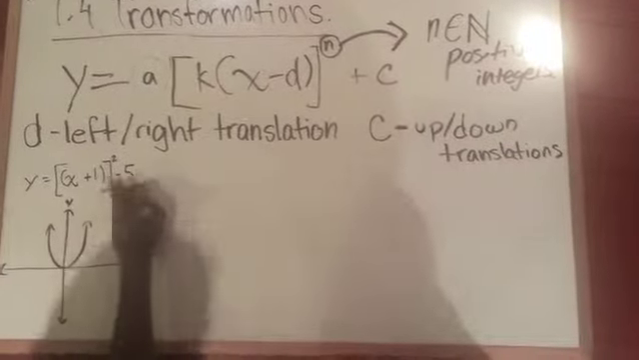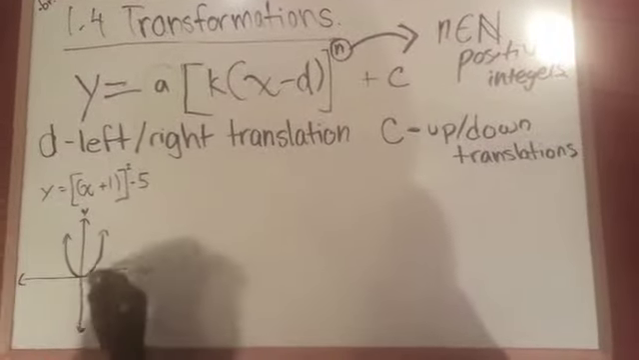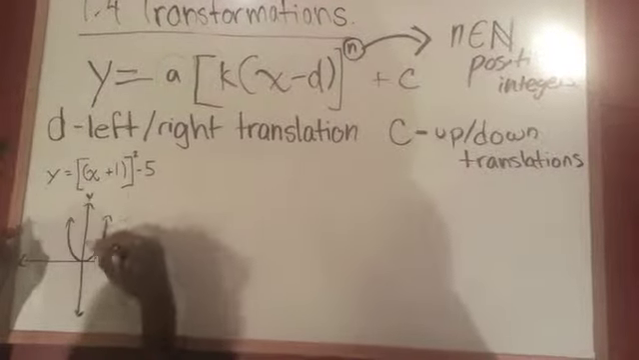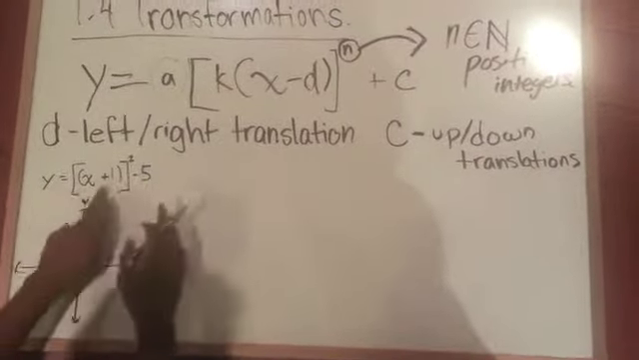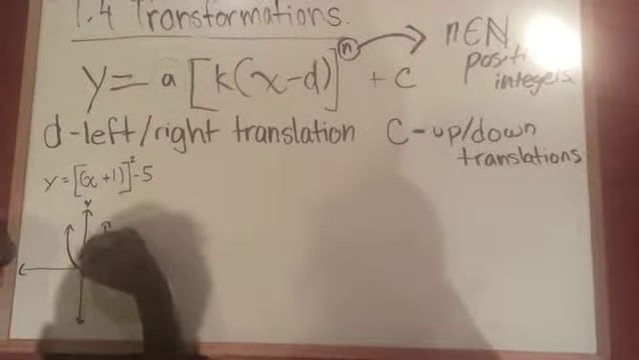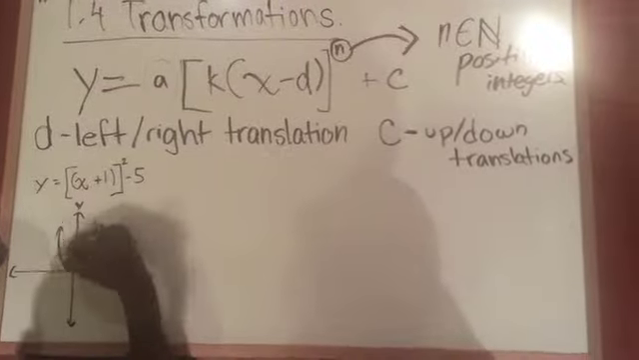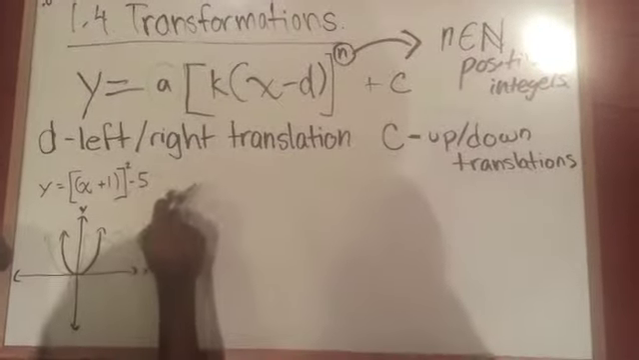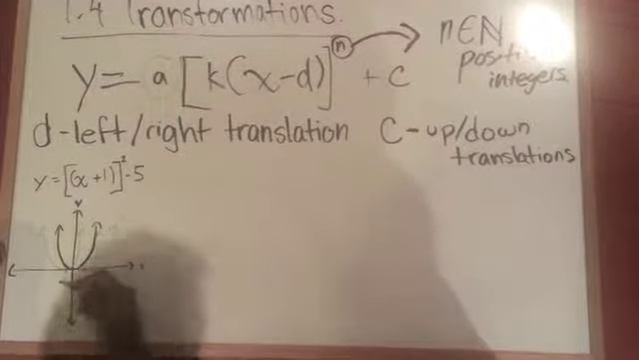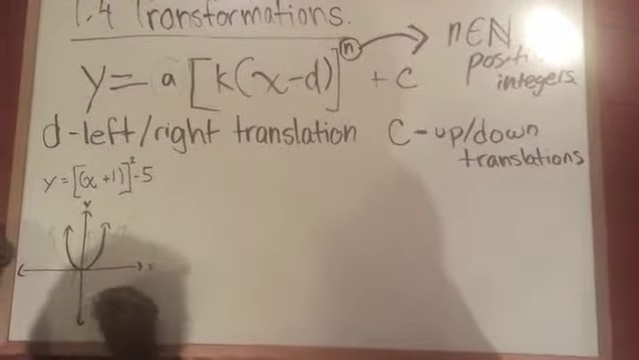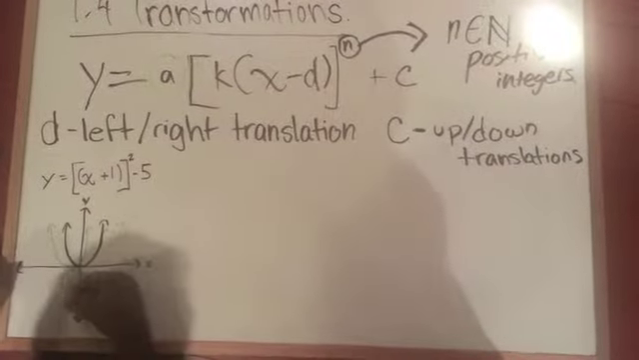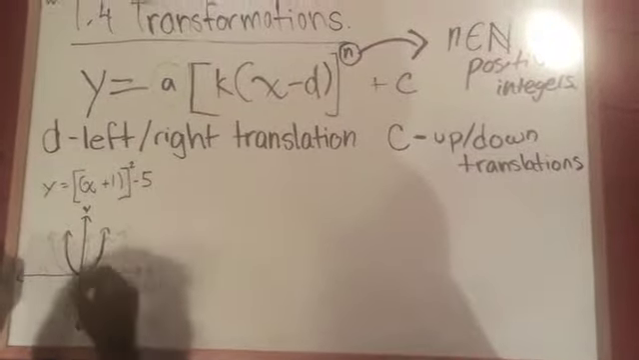So you have x plus 1 squared minus 5. So this is our equation x squared. If we had an x plus 1, since it's d, we'd actually be moving it to the left by 1. So we'd have it here at 1. We'd be doing that. And our minus 5 is the c constant, and we'd be moving it down by 5. So this would be our graph in the end.